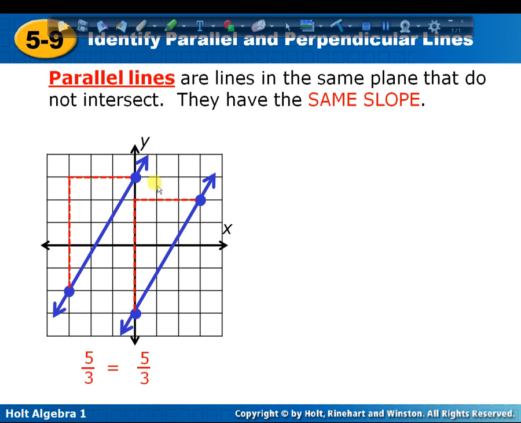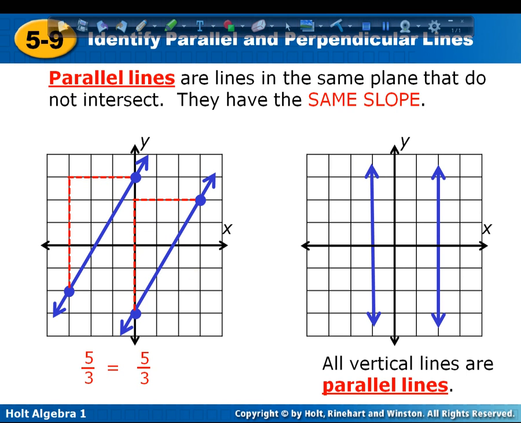If I look at the slope of both of these lines, they're exactly the same. They're both 5/3, so they are parallel. And that's how we know that they're parallel, is because they have the same slope. It says all vertical lines are parallel lines.